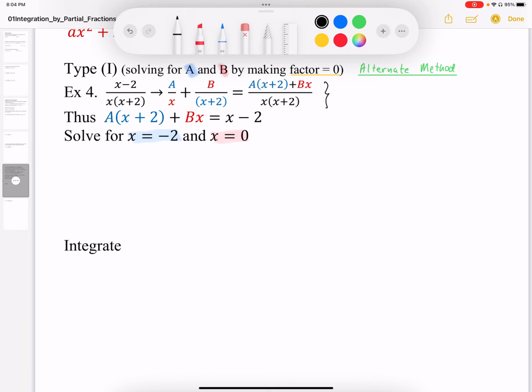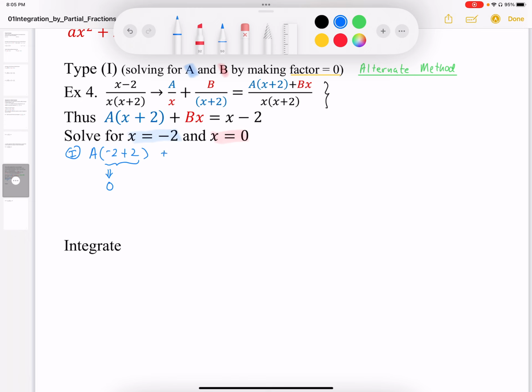We're going to do that by, first of all, substituting x equals negative 2 into this expression. And then we're going to set up a second equation where x equals 0. That allows us to solve for the a and b coefficients. So we substitute x equals negative 2. When we do that, we end up with negative 2 plus 2. That generates a 0 factor here, and that means we end up with a times 0, and that gets rid of that whole a part.